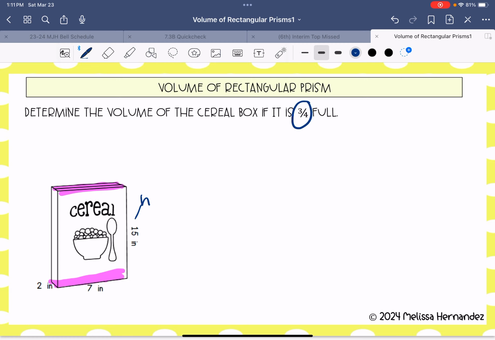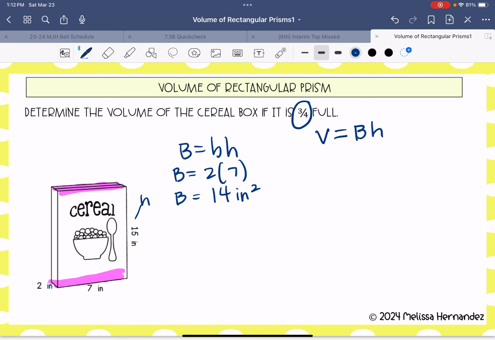The first thing I have to do is find the area of the base, and that's base times height. That would give me 2 and 7, so that's 14 inches squared. We're not done because we actually have to find the volume, so that involves multiplying the area of the base times height. The area of my base is 14 and my height is 15. When you multiply those two, you're going to get 210 inches cubed.